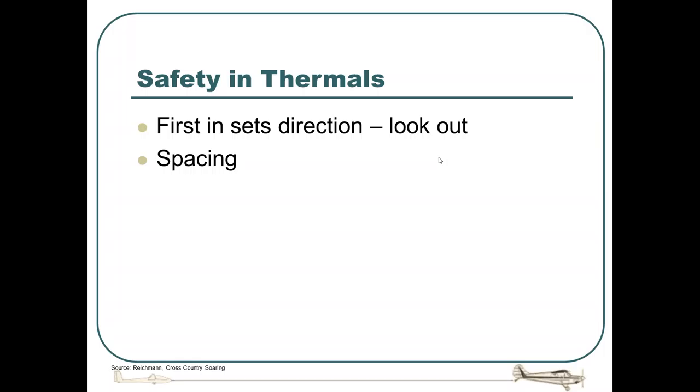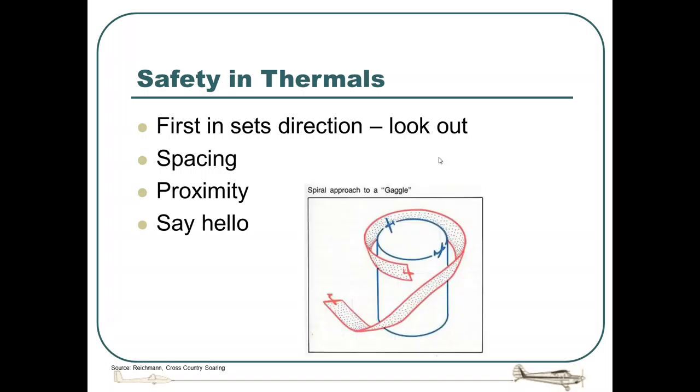Keep a nice spacing between yourself and the other gliders. If there are two gliders in the thermal, stay 90 degrees to each other so you can see each other's eyeballs over the end of the wingtip. You don't want to be hunting for each other. Don't fly too close. Things happen very quickly. If you're too close to another glider, and that glider flies just a little bit too close to the stall, hits the stall, and drops a couple of hundred feet or a hundred feet straight into you, not a good thing. Say hello to the other pilot in the thermal. Use your radio. Wave. Make sure you see each other. Talk about it.